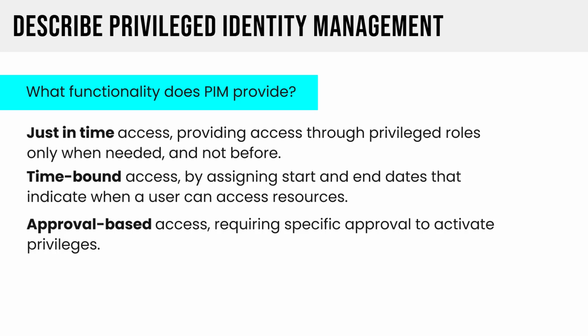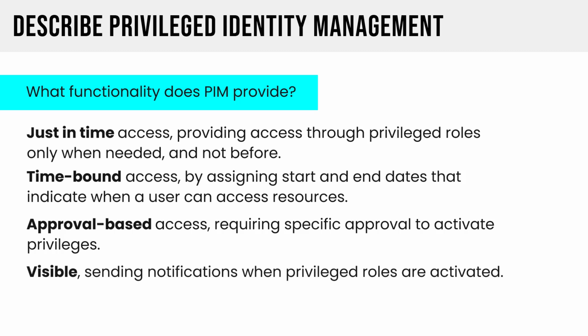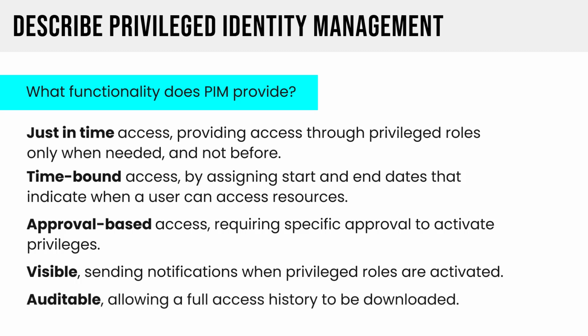So the user can request role activation. For example, a user can request activating the global administrator role that they're eligible for, and if we would like to put approval into that process, we can do that, so someone else has to approve the request. Otherwise, we can simply have an email go out to other admins letting everyone know, hey, user X activated their privileged global administrator access. This gives us visibility because it sends notification when the privileged roles are accessed, and it's auditable because there's a full access history that you can download.